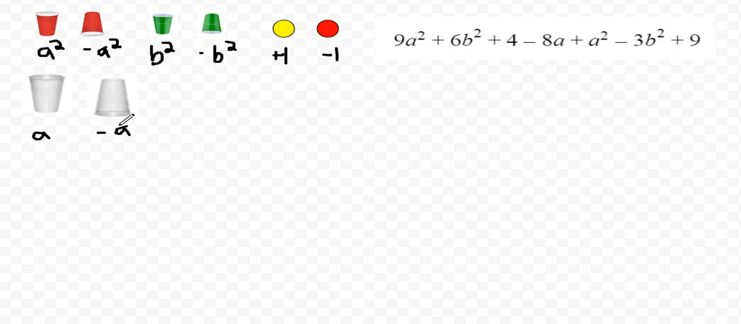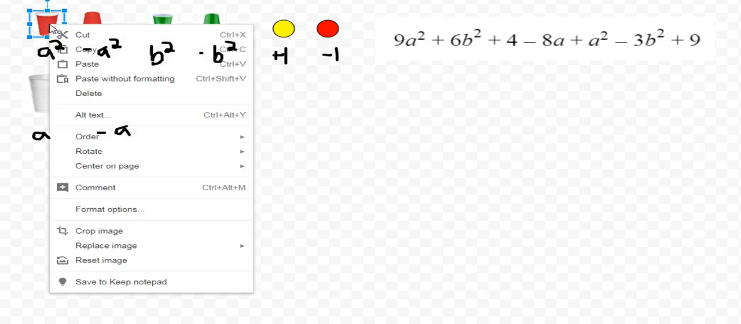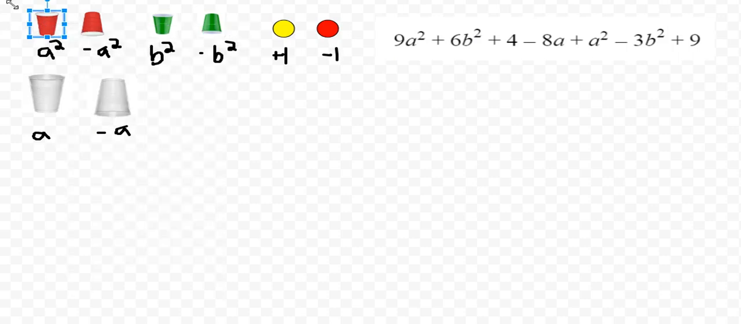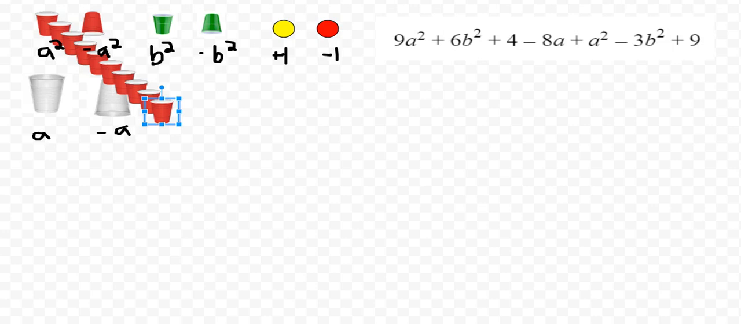Let's go ahead and start laying out our manipulatives here. To get started, I need 9 a squared. So I need 9 of these red cups. Copy, and now we're going to come out here and paste. 1, 2, 3, 4, 5, 6, 7, 8, 9.